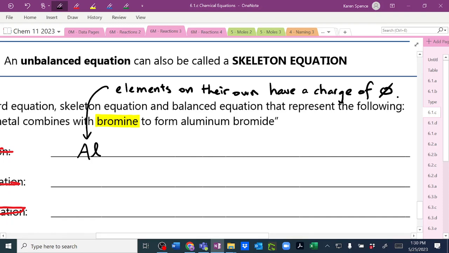Now it reacts with bromine. So I put plus Br. What do I have to do? Br2. We want to make sure that we get our formulas correct. Those react to form aluminum bromide, AlBr.